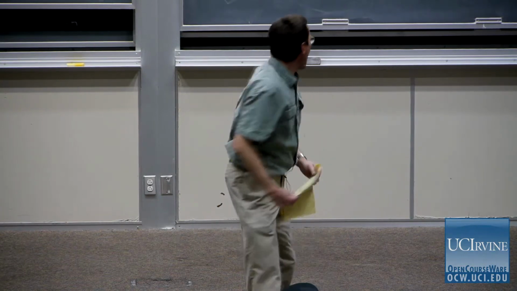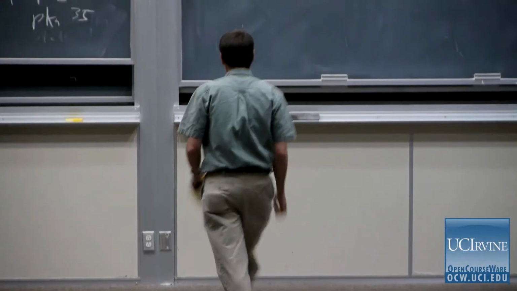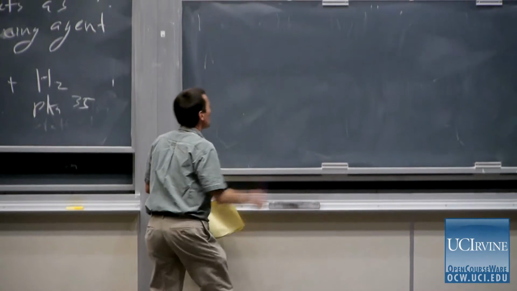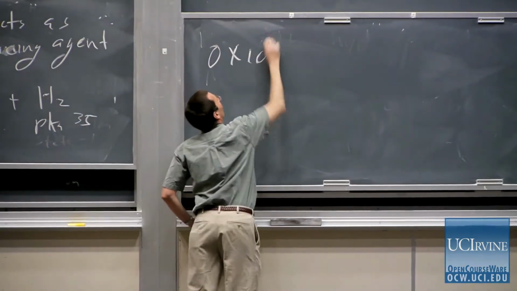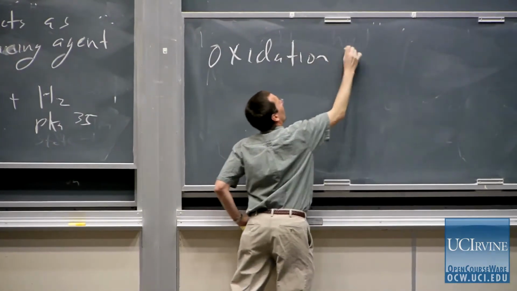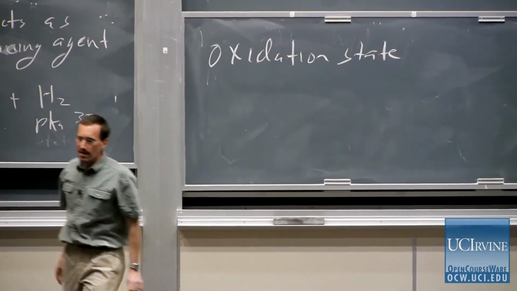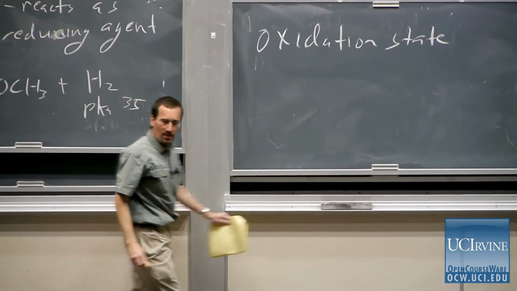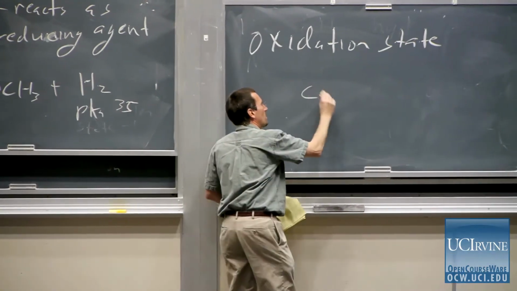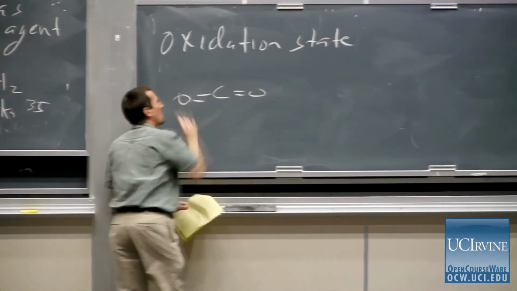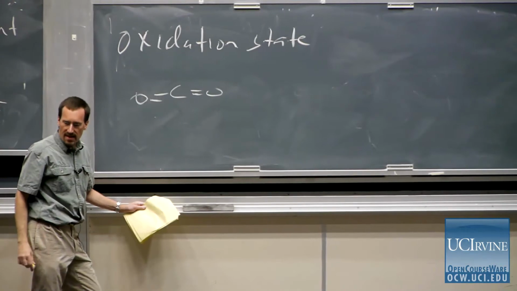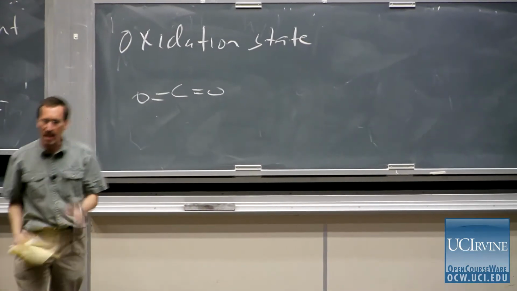Another question: how do you find oxidation state numbers? Okay, great, great question. All right, oxidation state. Take two examples here. We'll start with extreme examples. Carbon dioxide and methane. Start with carbon dioxide.